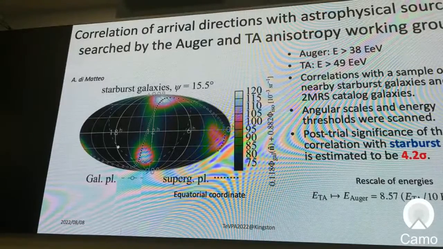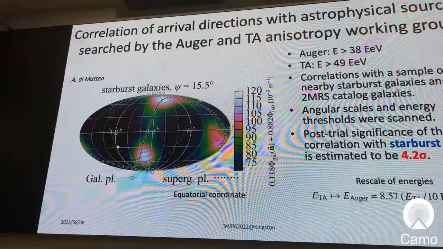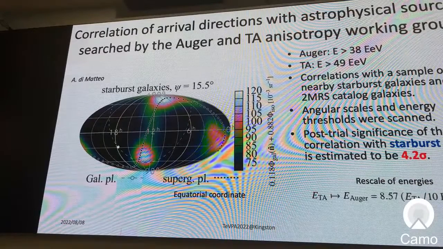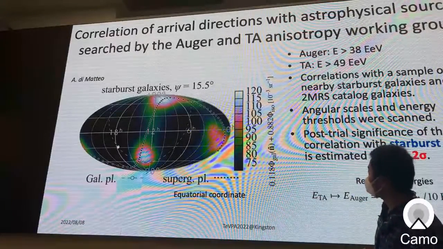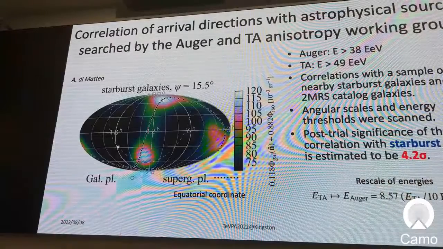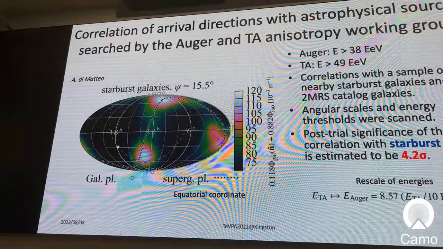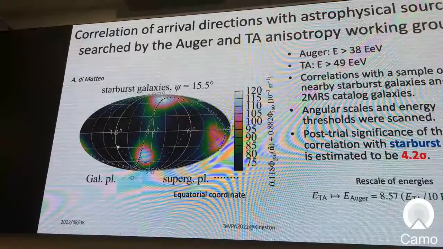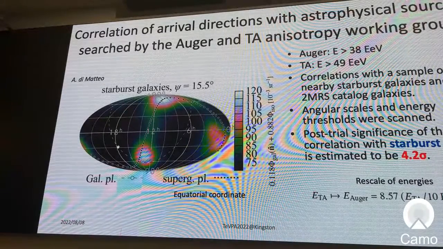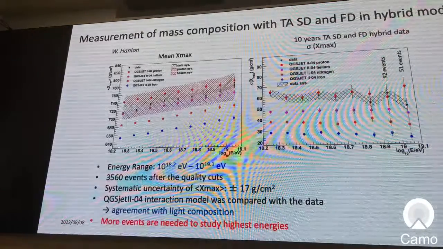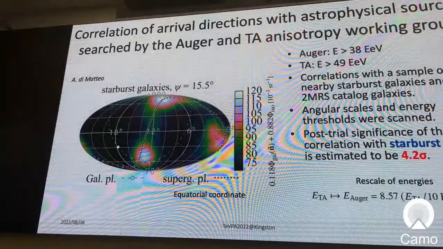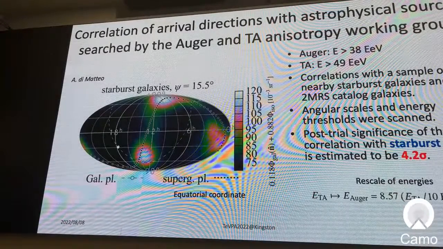And this is the actual rescale function of energy between TA and Auger. And now this is the best expected flux map with a model of starburst galaxies. And the post-trial significance of the correlation with starburst galaxies is rather high, now estimated to be 4.2 sigma.